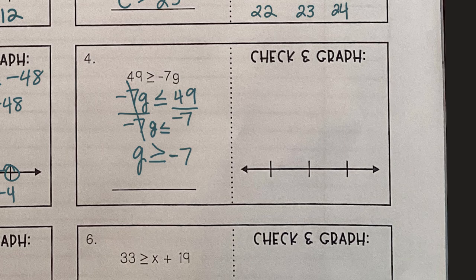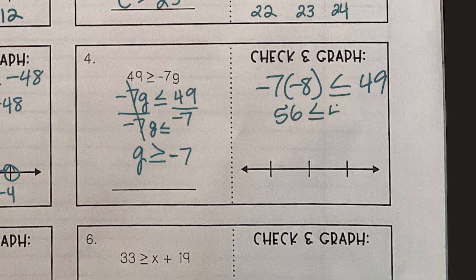So if I kept my original equation, negative 7 times negative 8 is less than or equal to 49, okay? Negative 7 times a negative 8 is a positive 56. And 56 is not less than or equal to 49. So if we didn't flip our sign, then our answer wouldn't work out, right? So because I divided by a negative number, I had to flip my sign.